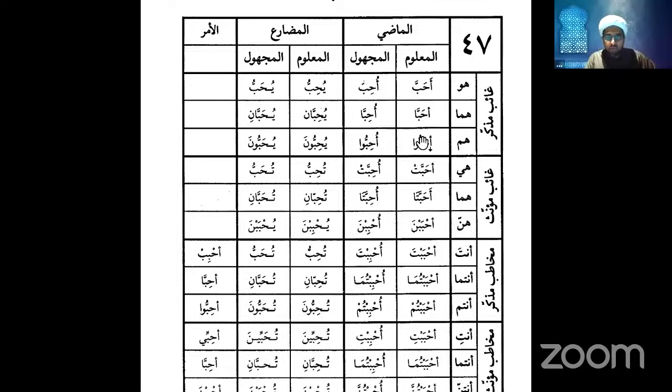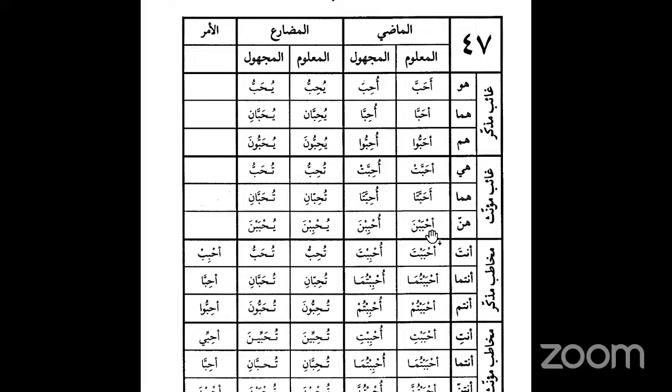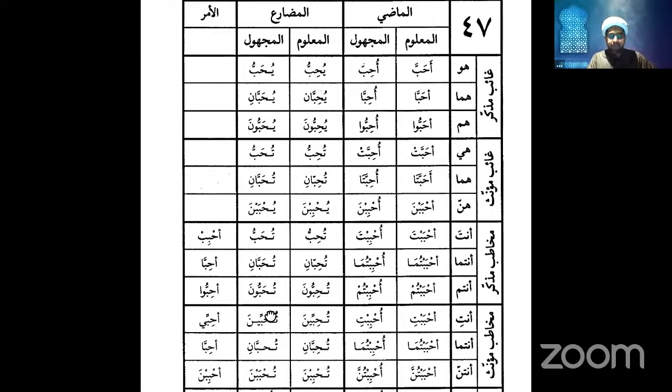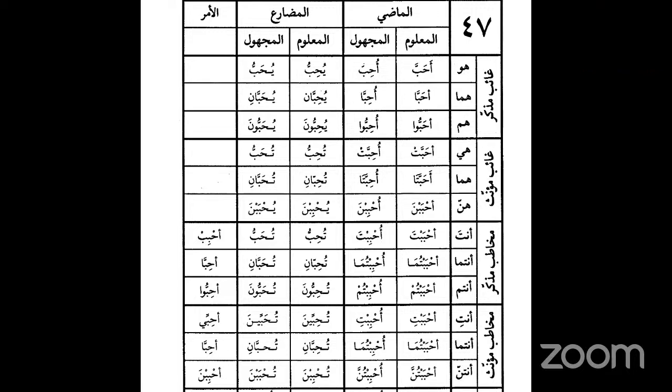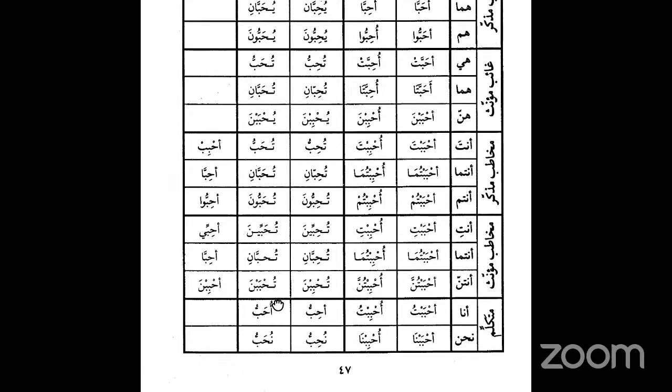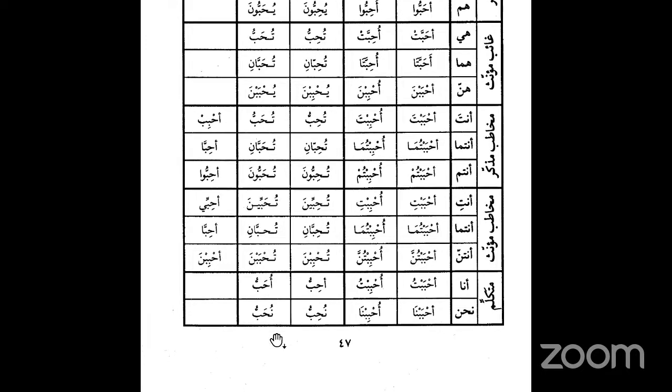If you go to the past tense, you will see that when we come to the sixth form, hunna, the ba with the shadda is removed. Ahabba means he liked or he loved. Bismillah. هو أحب هما أحبا هم أحبوا هي أحبت هما أحبتا هن أحببنا أنت أحببت أنتما أحببتما أنتم أحببتم أنت أحببتي أنتما أحببتما أنتن أحببتن أنا أحببت نحن أحببنا. Excellent. Is this clear for you?